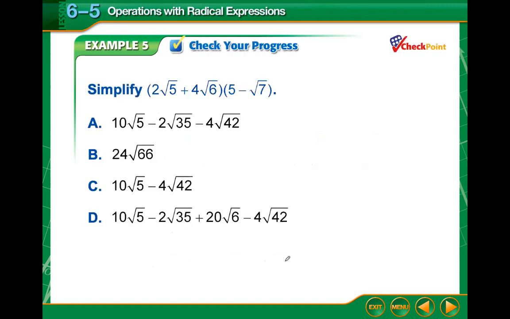So go ahead and pause the video to try this one. All right, so using either FOIL or the box, you should get D, 10 square root of 5 minus 2 square root of 35 plus 20 square root of 6 minus 4 square root of 42. When you multiply these, you should have seen that there was no common radical for you to combine.